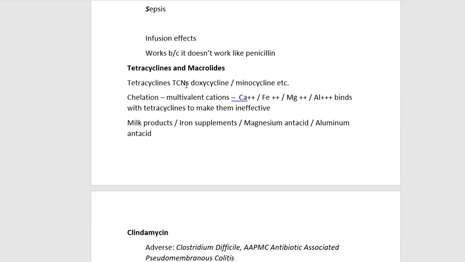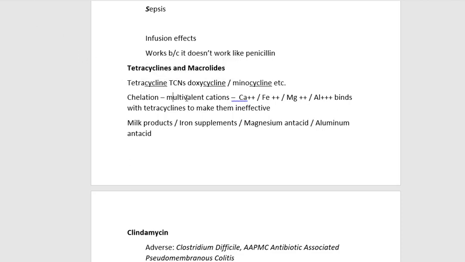Tetracyclines and macrolides. So tetracycline literally means 4 rings, as I mentioned before. And doxycycline, minocycline, we see the cyclin stem here and here. Okay. And really here, but tetracycline by itself is actually a drug name. And the big thing that we'll see is chelation.